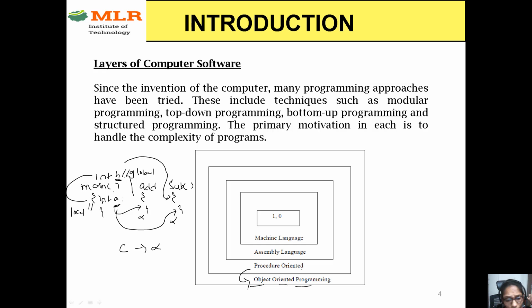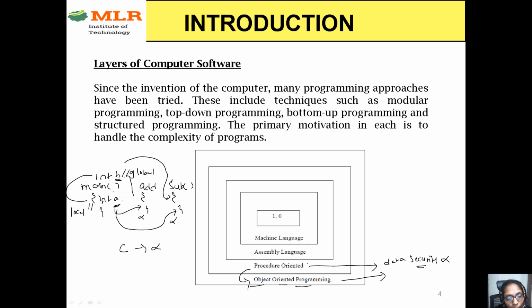The main problem with procedural programming is that there is no security for your data. If I want to share my data, I should share it with all the functions. If I want to share the data only with specific functions, it is not possible. That means you are losing the security of your data, which you achieve using object oriented programming.